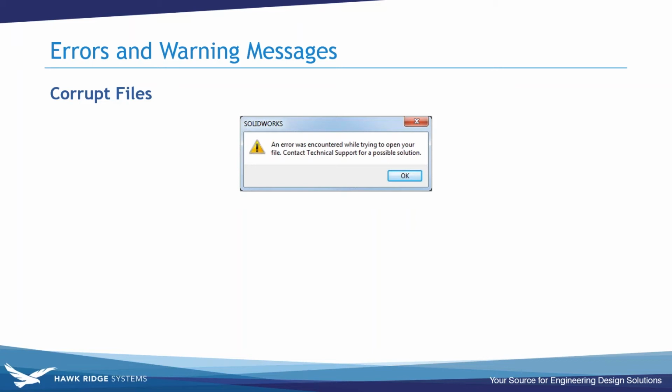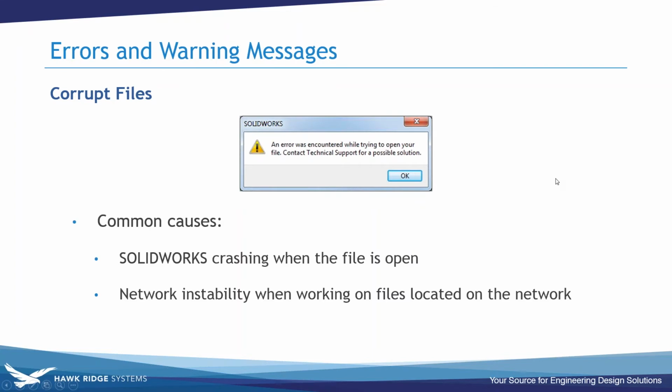So what this refers to is that there's some amount of corruption within the file that you're opening. And file corruption can actually occur in a number of different ways, but the most common reasons are when SOLIDWORKS crashes when the file is opened, or if there's network instability when working on a file that's located on a network.